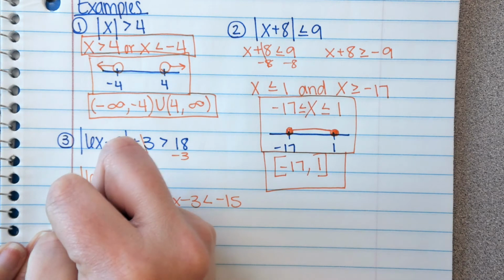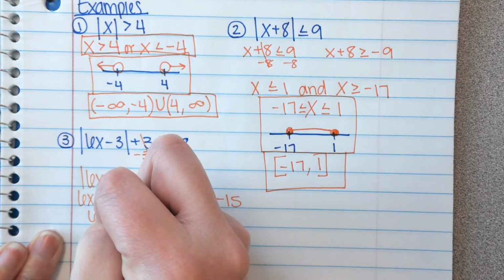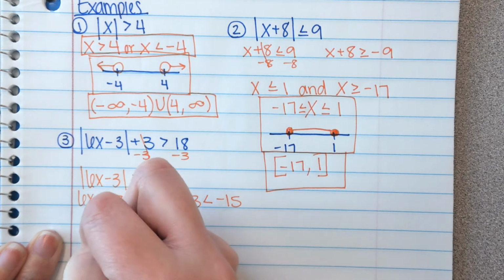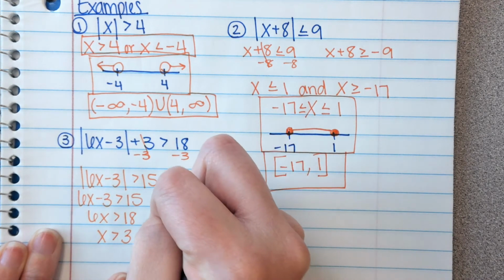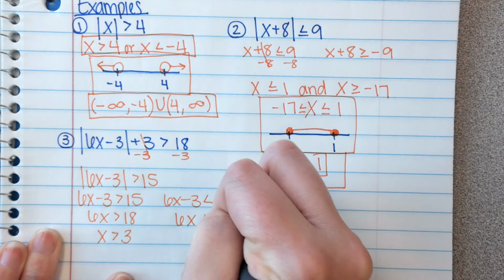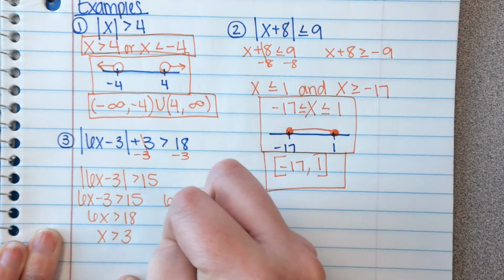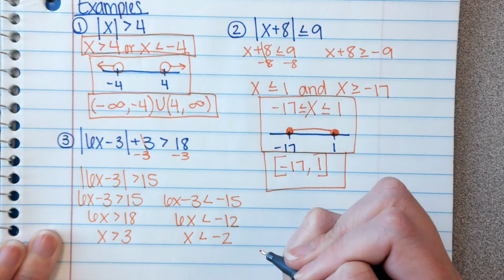We will add 3 to both sides. 6x is greater than 18. Divide by 6, and we get x is greater than 3. On the other one, we're going to add 3, and we get 6x is less than negative 12. Divide by 6, and we get x is less than negative 2.